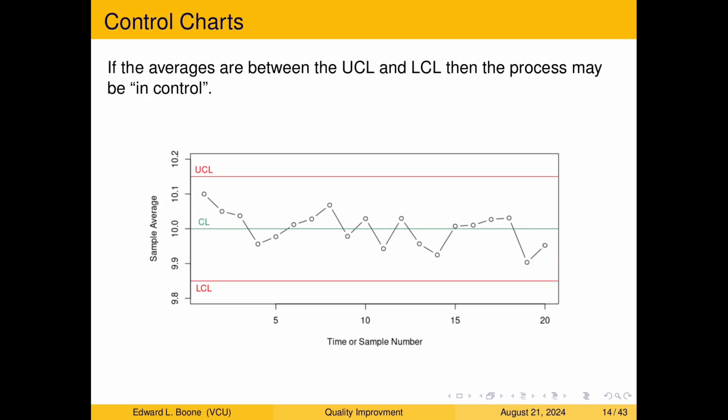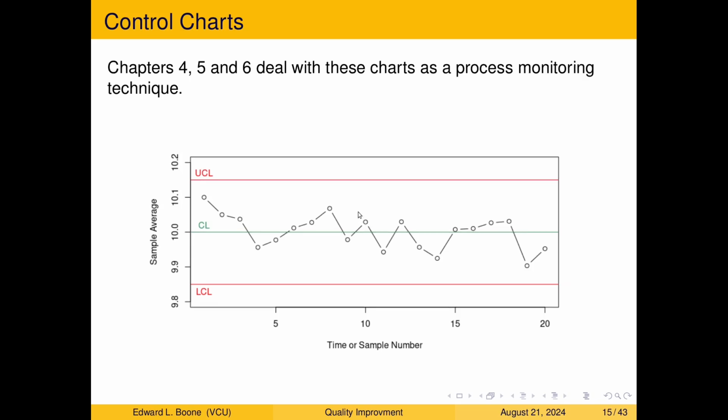And I have here, it says if the averages are between the UCL and the LCL, then the process may be in control. Notice I use the word may there because there are sometimes when you can be inside the limits, but you don't think your process is really in control. And we'll talk about that more in chapters 4, 5, and 6, because we're going to talk about that as process monitoring techniques.